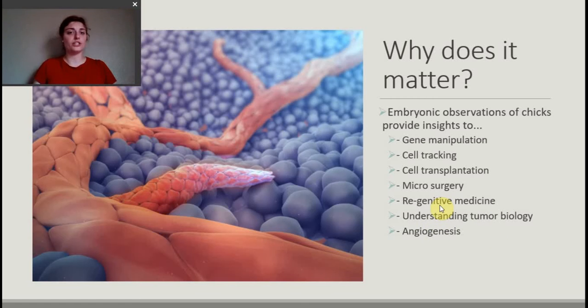Understanding tumor biology, regenerative medicines, even cell tracking and cell transplantation, which primarily have to do with either the extraction of stem cells and implanting them into a certain developing part of the body to see if they indeed do become other blood cells or bone or muscle or nerve cells even. What this one is a picture of, however, is angiogenesis. Angiogenesis is the growth of blood vessels, as you can see in the slide just before this one. This one is an artistic description, though, of what that might look like on a cellular level.